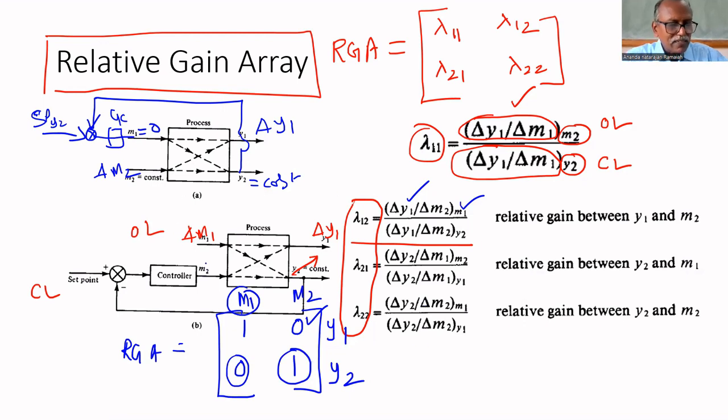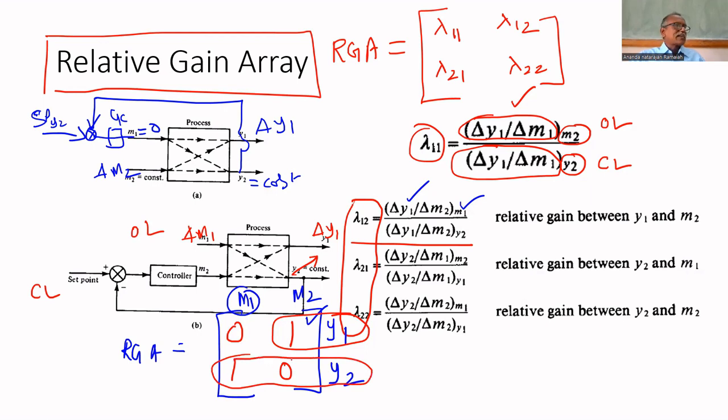Suppose we are getting the other way. In that case, you are getting 0 here and 1 here and 1 here. This is 0 means m1 has no effect on y1. That's why m2 can be used to control y1, and there is no interaction because it is 0. Similarly, m1 can be used to control y2. There is no interaction. That is what this 0 indicates.